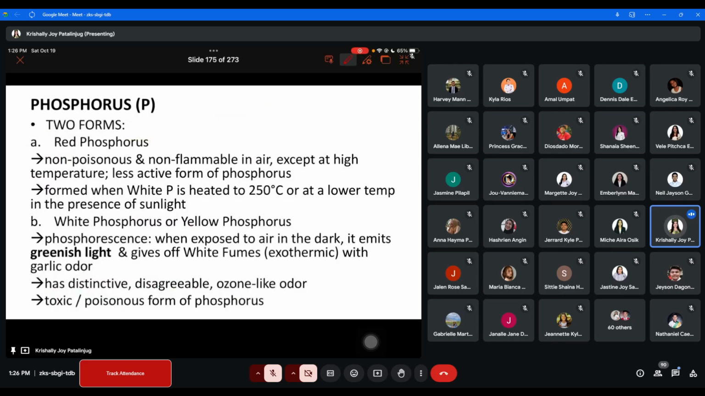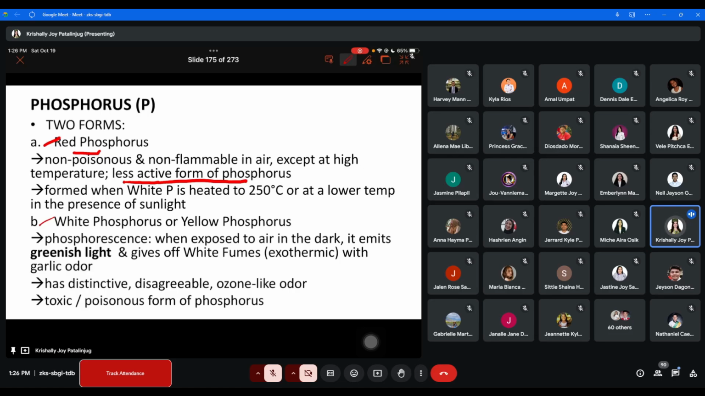Okay, talking about the allotropes of phosphorus, we have two forms, the red and white. Yun yung common, okay? But we can produce other allotropes if we modify these two forms. So first, let's have the red phosphorus. This is less active form ng phosphorus.